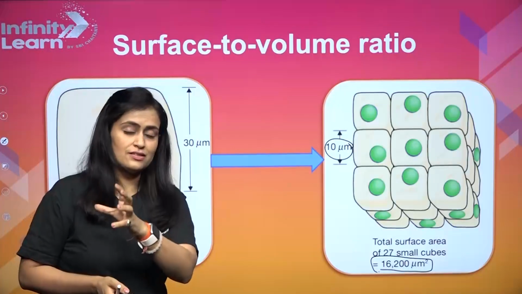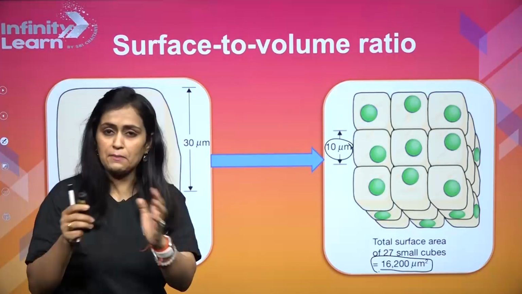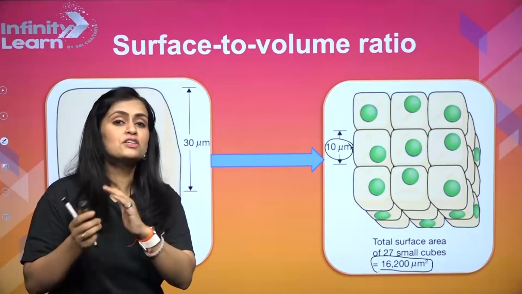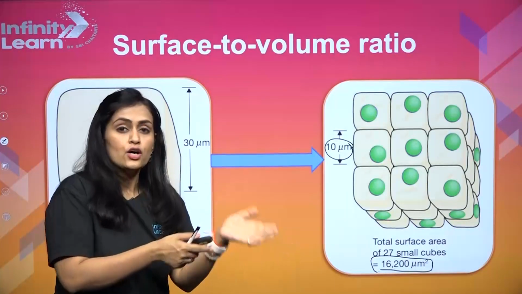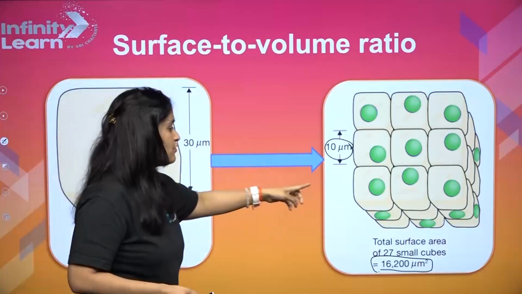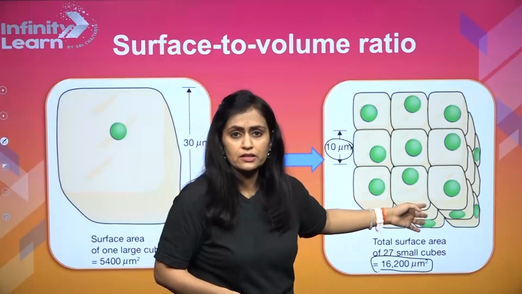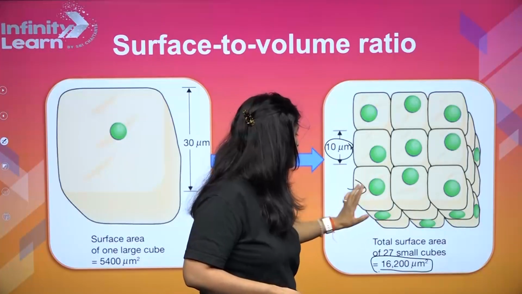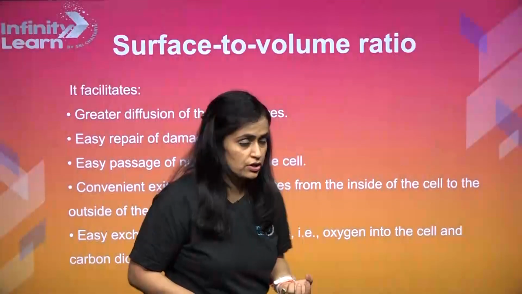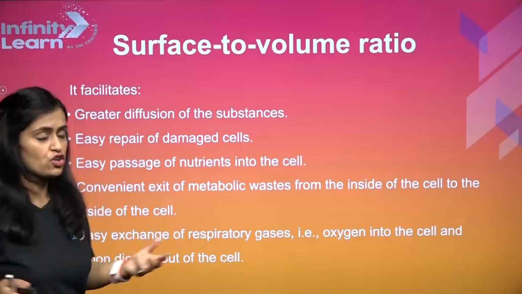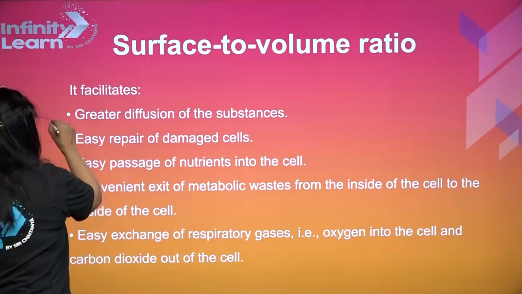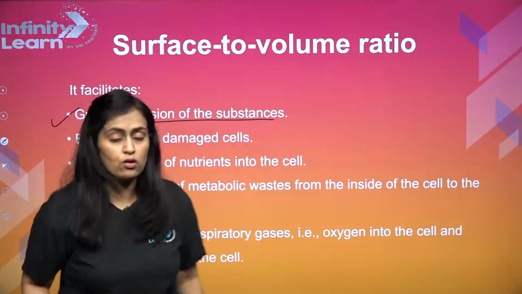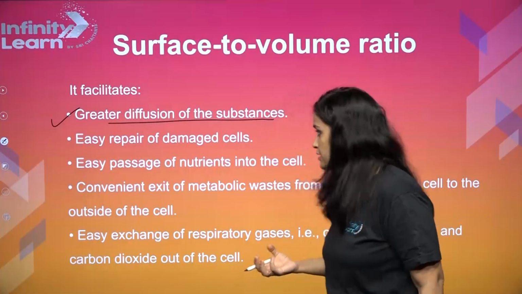Because here the surface size is the same, chemically it is the same, but the surface area is much smaller, right? So when we increase the surface area, that's all the idea about increasing the surface area, right? So more absorption can be done over here. What are the benefits of increasing the surface area? Greater diffusion of the substances can happen. More and more oxygen can be diffused inside, right?